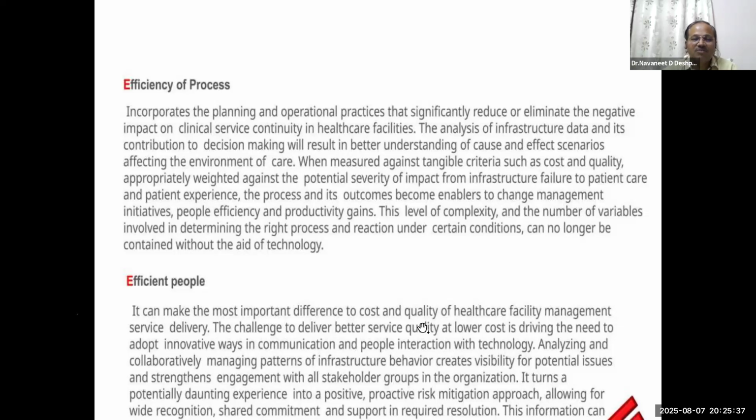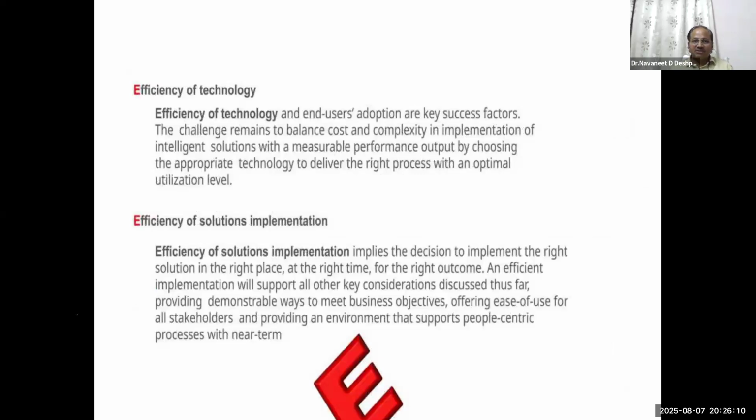Second comes efficient people. The younger lot will be more active, they will be delivering, and they will be good at communicating with each other. They will be the ones guaranteeing the forthcoming future. In terms of potentially daunting experiences and proactive risk mitigation levels, what type of risk a younger person will take and what kind of risk the older person will take, there is an enormous gap between the two. So wide recognition, shared commitment, support in resolving the required resolution. So efficient people, not only efficient process, efficient people also, efficient technology, key success factors.